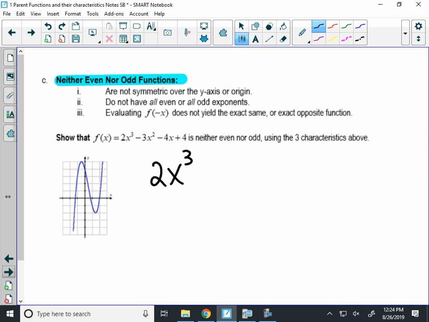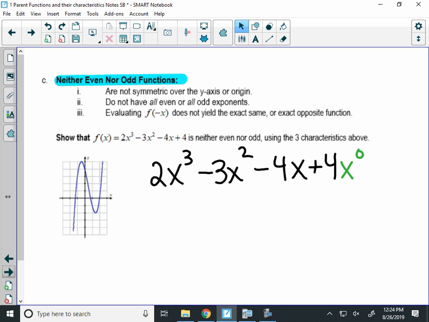So here I have an odd to start, 3, then the minus 3x squared. That's even. Since there's a sum of both, we're not even or odd, right? Remember the 4 has x to the 0 on it. So that's why the equation is not even or odd. And then if I put negative x in, I don't get the same equation. I also don't get an opposite equation.